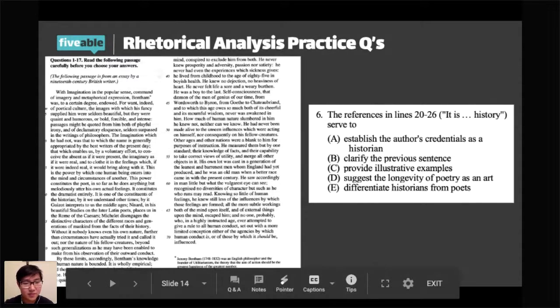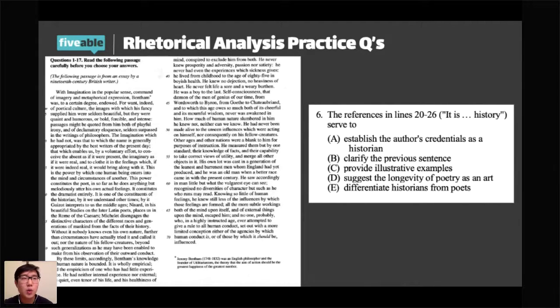Let's do number 6 now. I skipped a few of them because they were repetitive, like what is the function, and I wanted to give you all different questions. So a minute starting now.